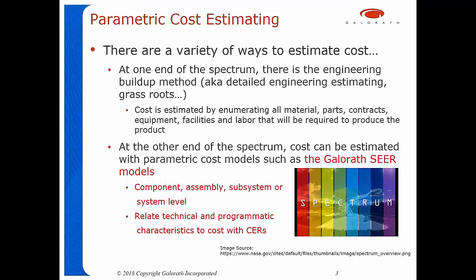At the other end of the spectrum, cost can be estimated using parametric cost models. Parametric models generally work off the work breakdown structure at the component level, assembly level, subsystem level, or system level. But rather than requiring us to enumerate in cost all the requirements, parametric models relate technical and programmatic characteristics to cost using cost estimating relationships, or CERs. CERs are mathematical or statistical relationships based on historical data.